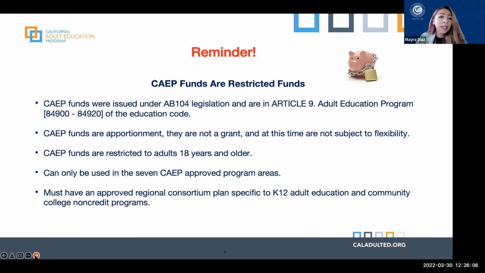And as a reminder, CAPE funds are restricted funds. They were issued under AB 104 legislation and are in Article 9 in the Adult Education Program of the Education Code. CAPE funds are apportionment, they are not a grant, and at this time are not subject to flexibility. CAPE funds are restricted to adults 18 years and older and can only be used within the 7 CAPE approved program areas. They must have an approved regional consortium plan specific to K through 12 adult education and community college non-credit programs.